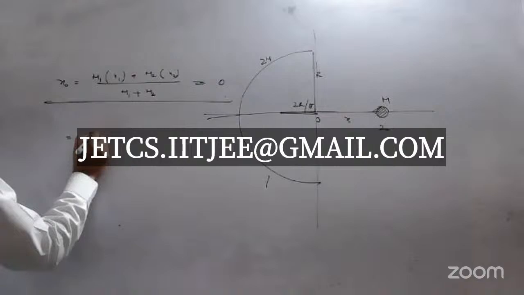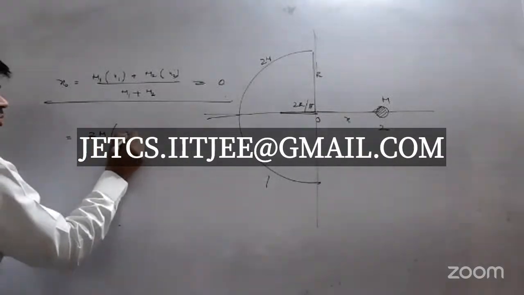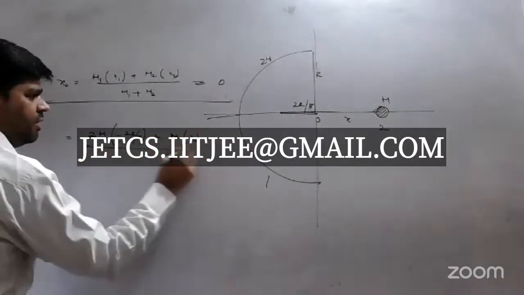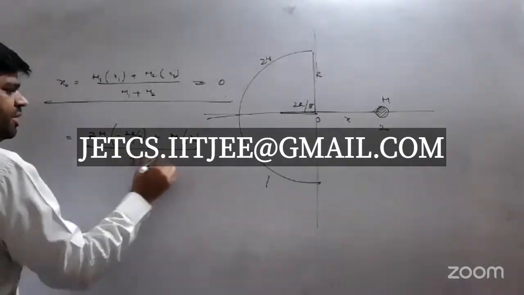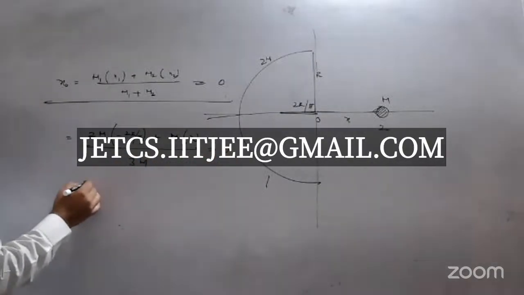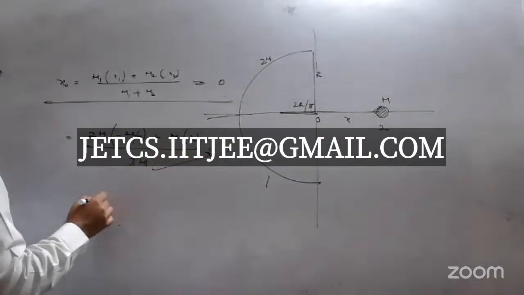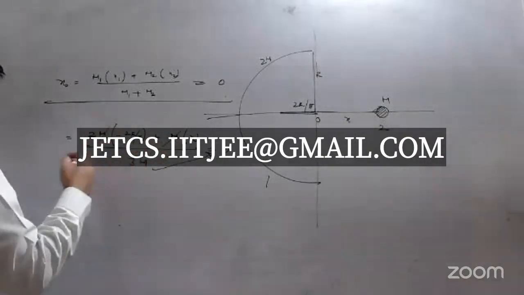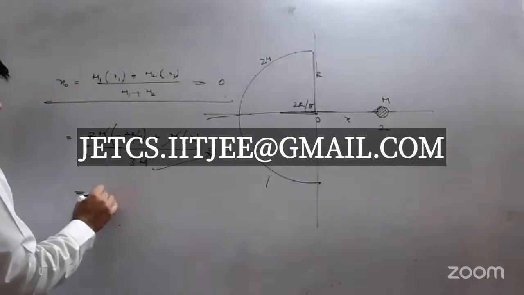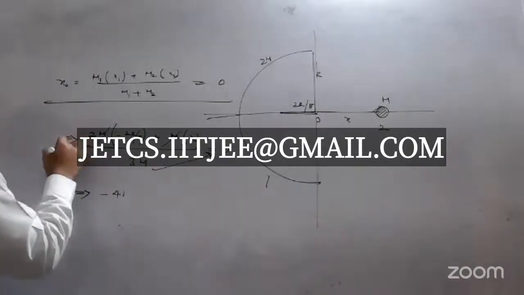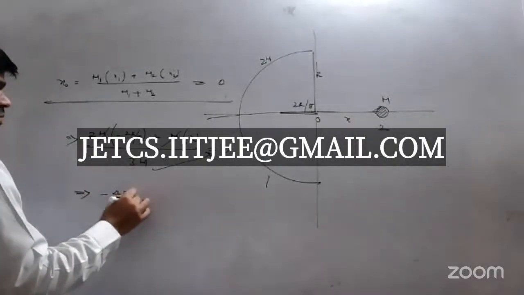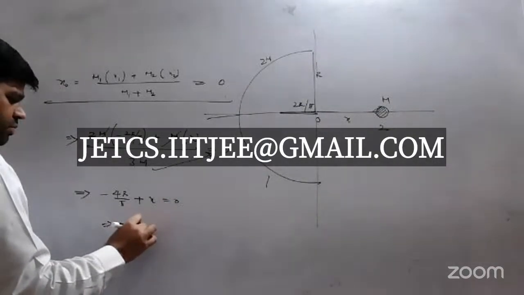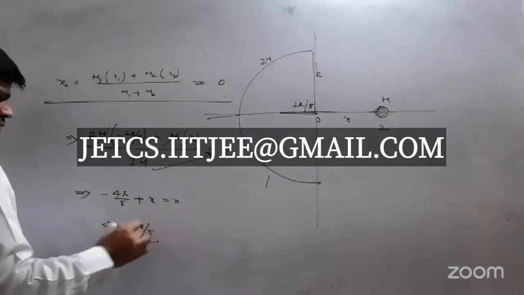So I have 2m into minus 2r by pi plus m into x, required, by 3m equal to 0. 3m goes to the right, and then m gets cancelled out. I mean, if I take m common and send it to the right, it's gone. So I'll have minus 4r by pi plus x equal to 0, which implies x is equal to 4r by pi.